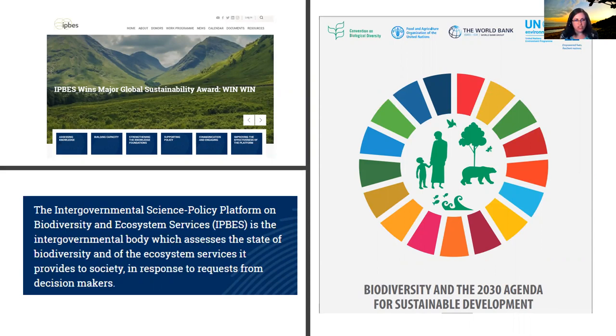So IPBES is charged with assessing the state of biodiversity and of ecosystem services for society. And to do that assessment, they're going to need data that can come in and be integrated together to get a full picture of biodiversity and ecosystem services. Similarly, the Convention on Biological Diversity has started to draft the 2030 agenda and the goals for that agenda. And we're going to need data to really pull together and to be able to inform these initiatives in a holistic way.